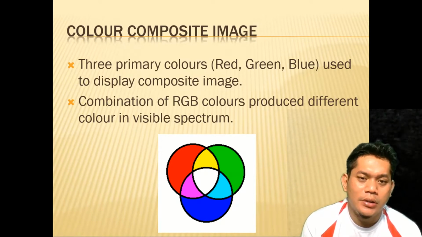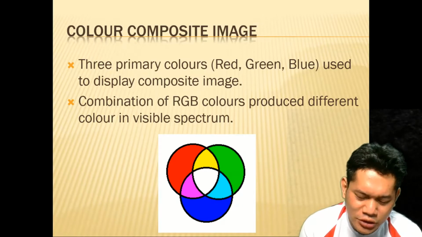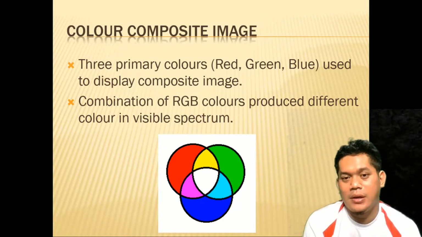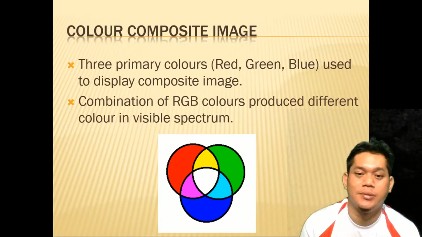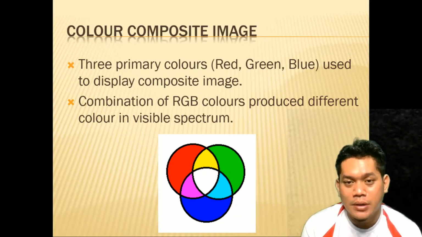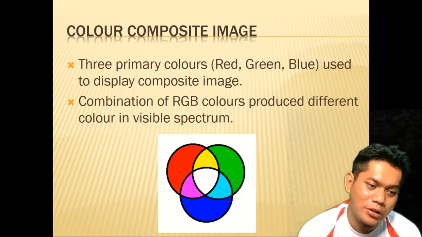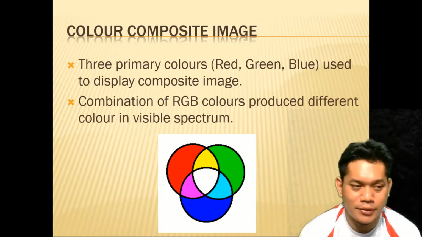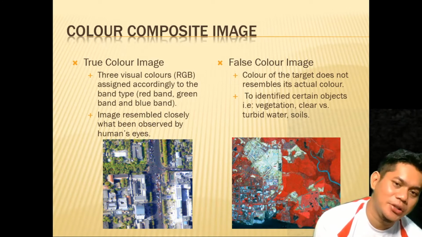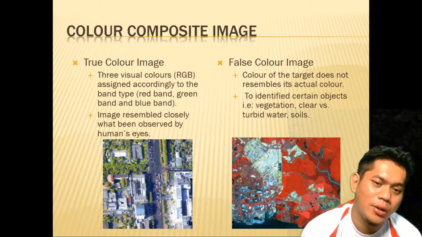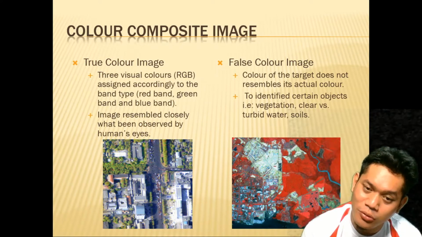And this RGB, you might have heard of it because the digital camera uses the same concept of the combination of RGB displayed on our computer monitor, and the RGB combinations will produce 16 million different kinds of colors. Okay, and we have the true color image. It closely resembles what is observed by our human eyes. This is what you always see in Google Maps or Google Earth.